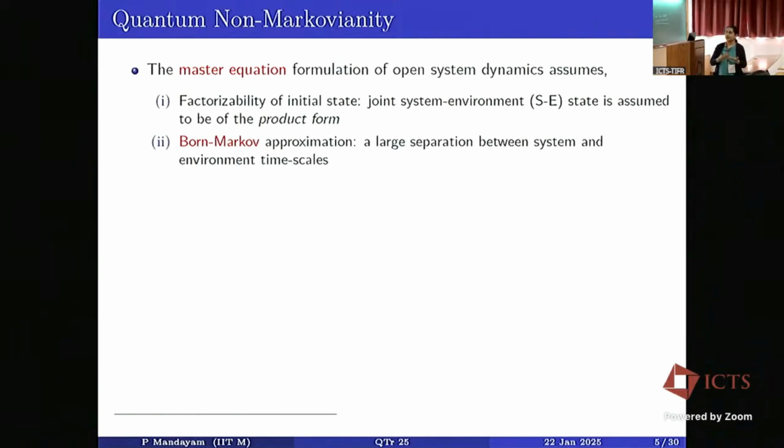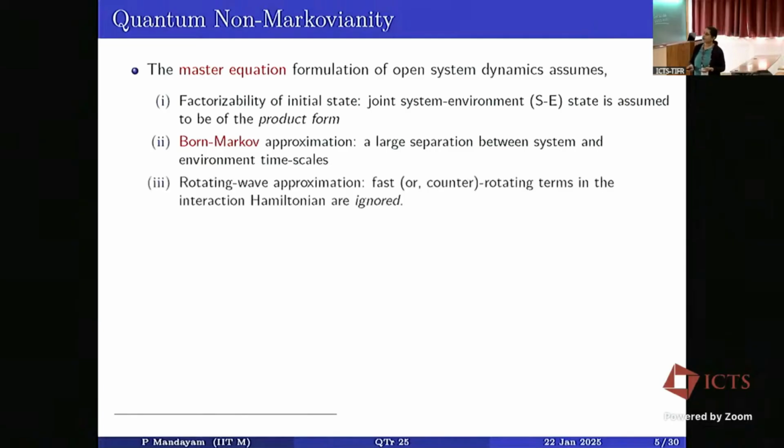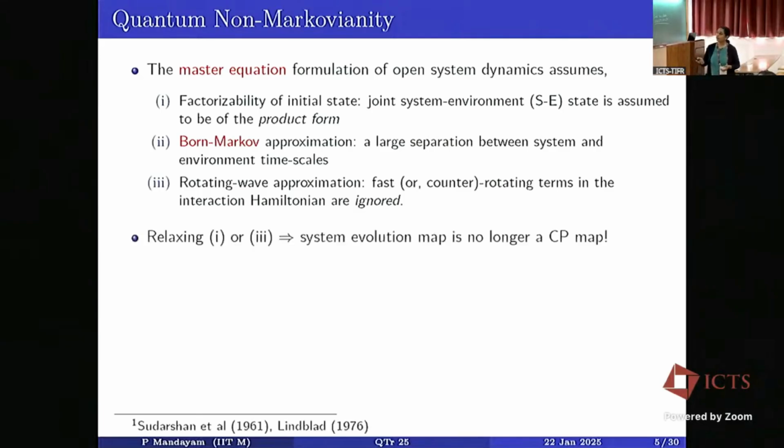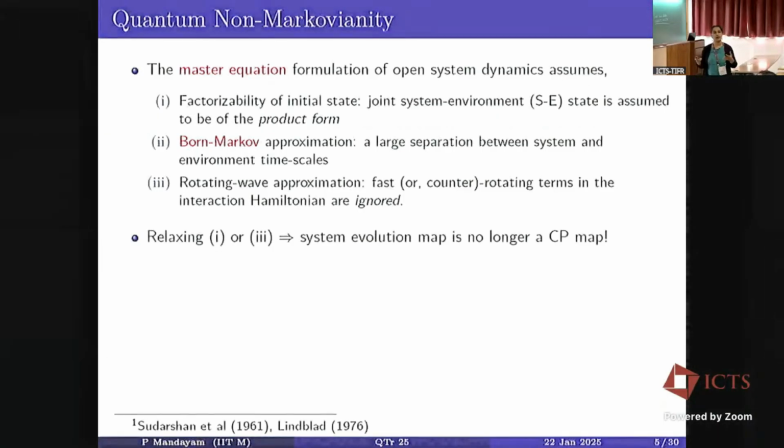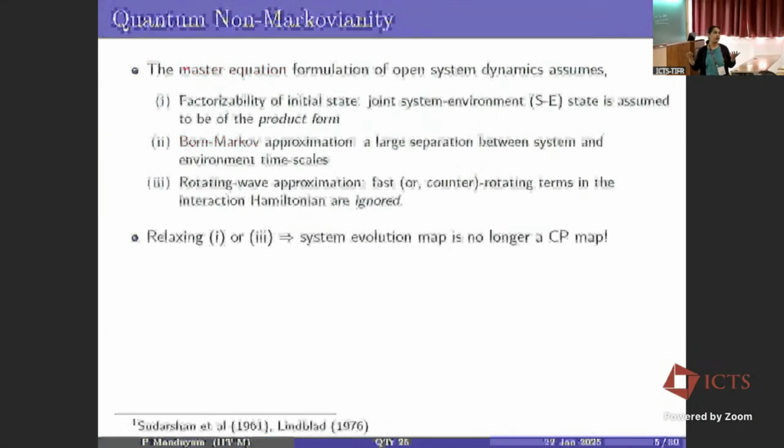You can essentially ignore these correlation effects, time correlation effects, provided there's a large enough separation between the system and bath timescales. And there is also, of course, the rotating wave approximation, where the higher frequency terms in the Hamiltonian are typically ignored, right? So if 1 or 3 were to be relaxed, then we have a much more complex situation on our hands, where we may not even be able to describe the system evolution via a CP map.